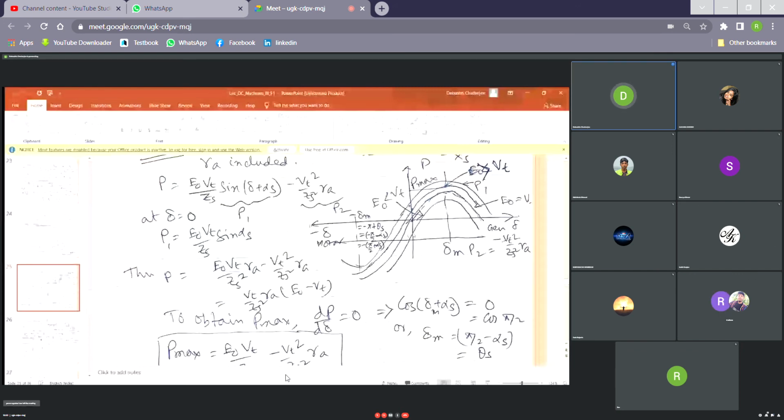If E0 is greater than Vt, that is known as the overexcited condition. Excitation is more than the terminal voltage. You get a resultant at delta equal to zero, and the plot is the second plot, shown by the arrow, E0 greater than Vt. And if it is underexcited, that means E0 is less than Vt, so at delta equal to zero you get a negative plot, shown by the arrow, E0 minus B, underexcited case. So you can have these three options as the resultant, with P1 and P2 separately plotted like this.